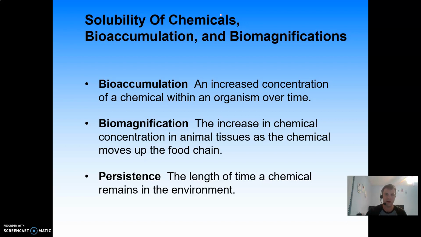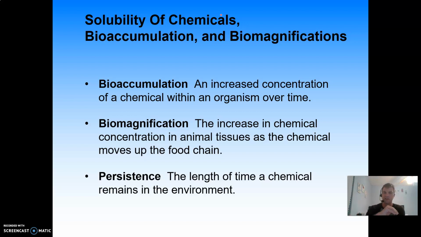We need to talk about bioaccumulation and biomagnification. Bioaccumulation is an increased concentration of a chemical within an organism over time. Let's say there's a certain amount of a toxin in grass and cows go and eat that grass. Over time, they're going to accumulate more and more of that toxin.